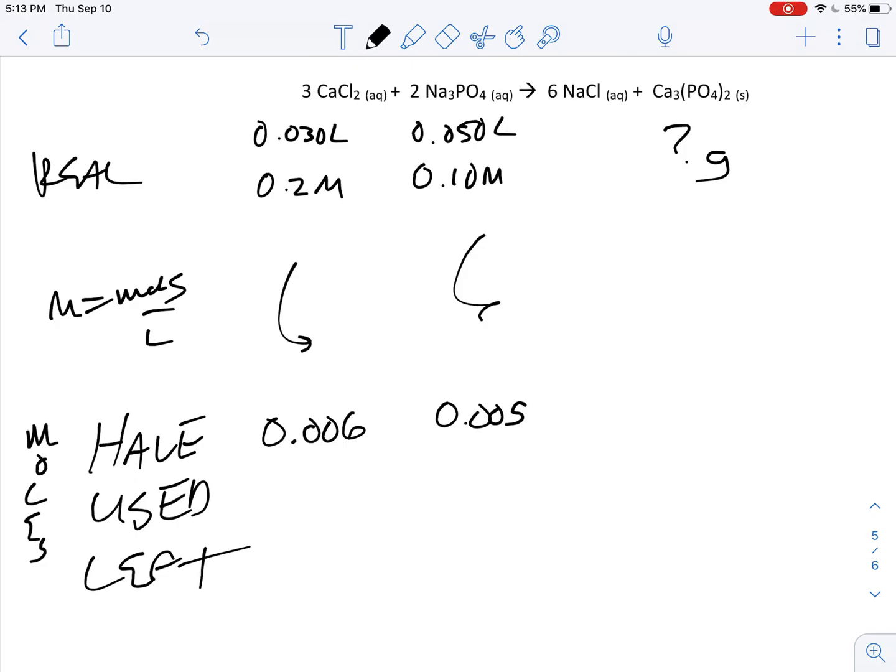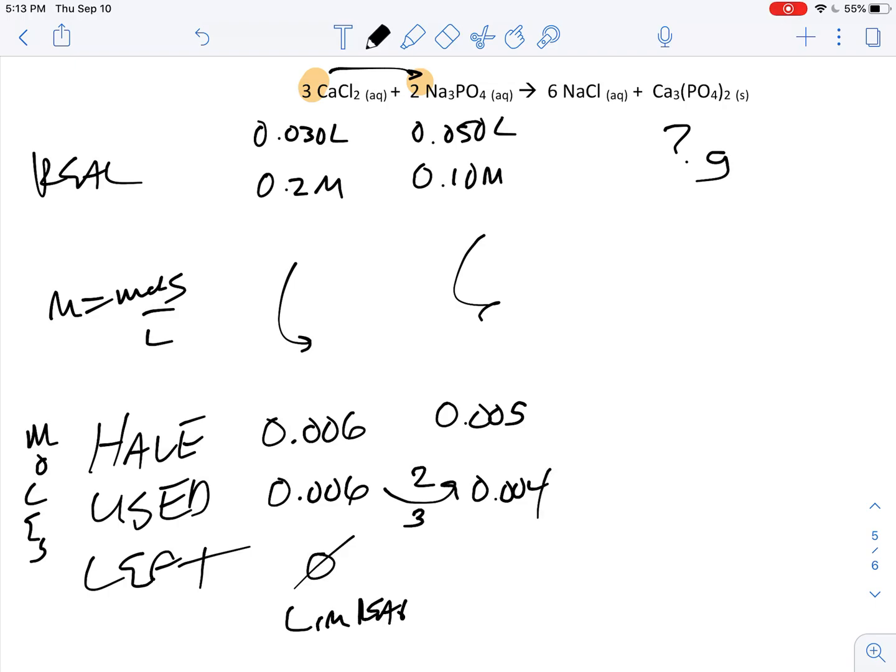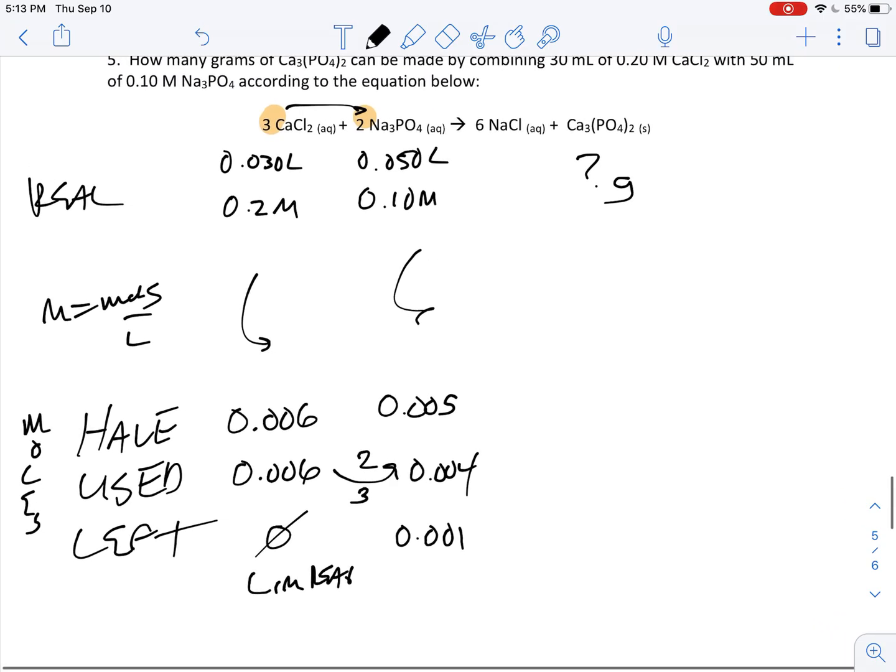One of these I'm going to run out of first. I'm feeling the calcium this time. That's what my instincts are telling me, that I'm going to try to use up all 0.006 to be left with none of that, and then that's going to be my limiting reagent. How'd I do? Well, let's see. I'm going to come over here now. I've got a 3 down to a 2, so that's going to be 2/3. And so that's 0.004. Yep, I did it right. I started with 0.005, I used the 0.004, and I ended up with the 0.001 left over.